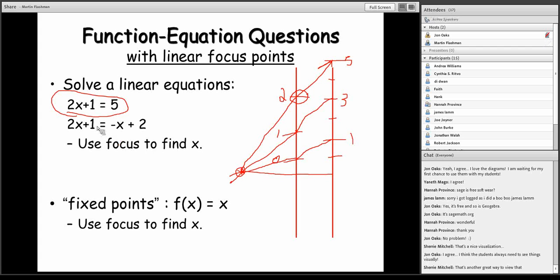If you use 2x plus 1, you put in minus 1. That's 2 times minus 1 plus 1. That's going to be minus 1, and that'll be your fixed point at minus 1. So you just have to find the focus, draw a horizontal line straight across, and find the point that will be left fixed.